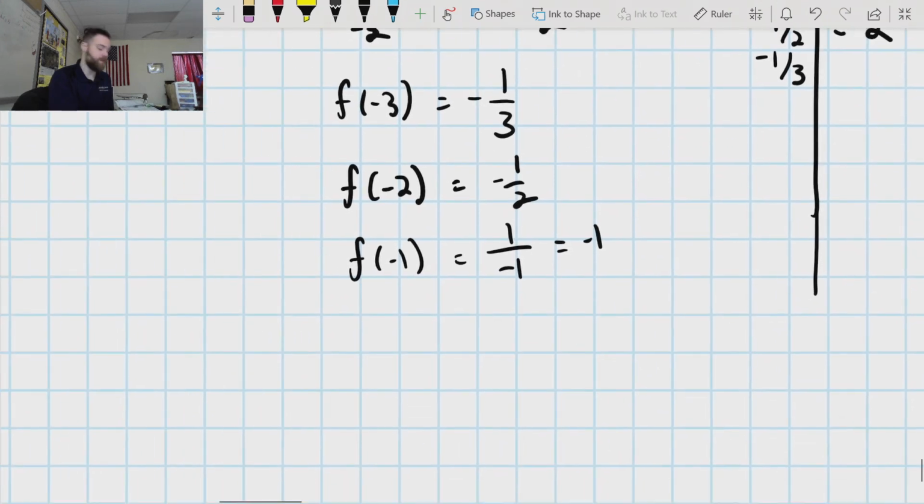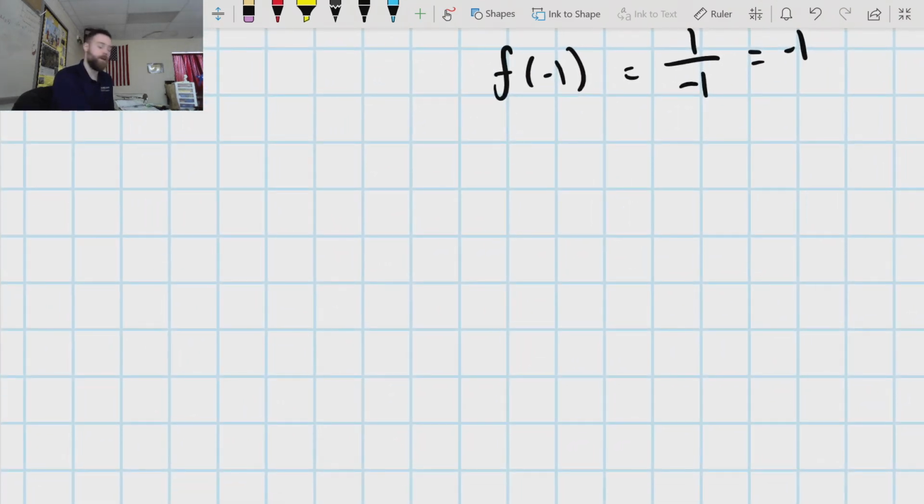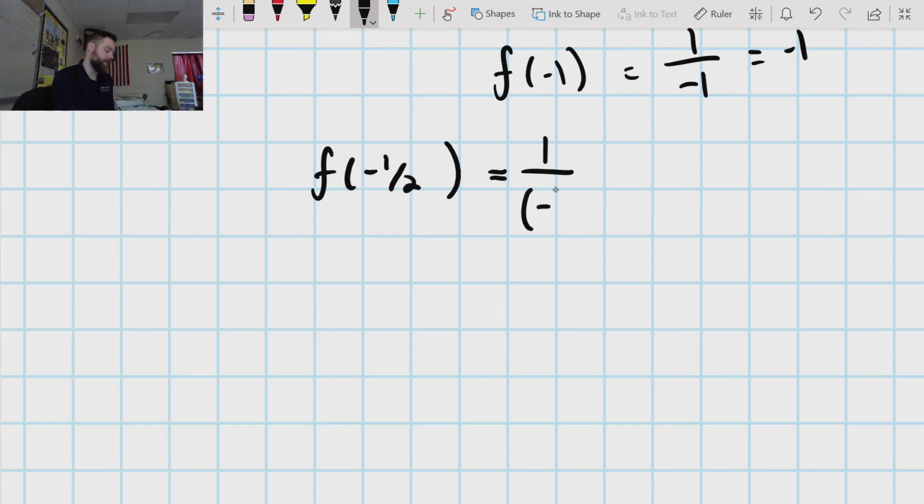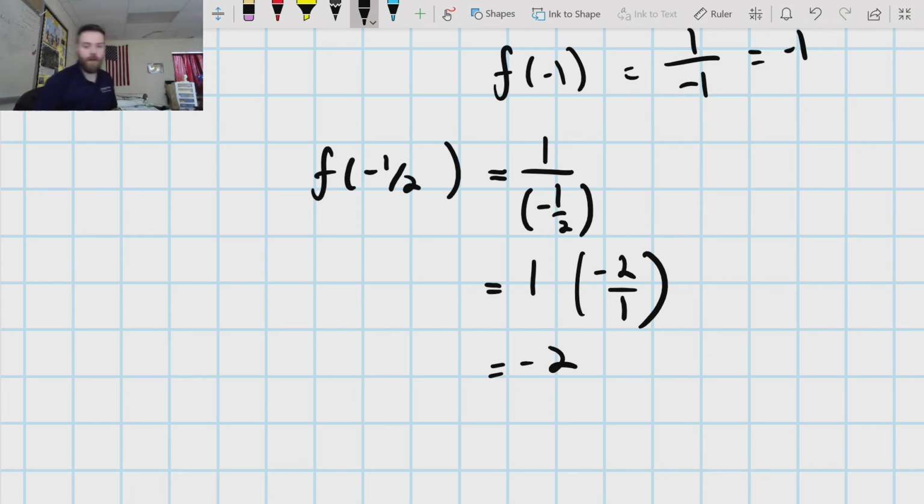So here's a more intensive way of calculating that. If I calculate f of -1/2, then I've got 1 divided by -1 over 2, which is the same thing as 1 being multiplied by the reciprocal, which is 1 times -2 over 1, which is just -2. So that's what's going on over here. I'm plugging in -1/2, and I'm getting back -2.